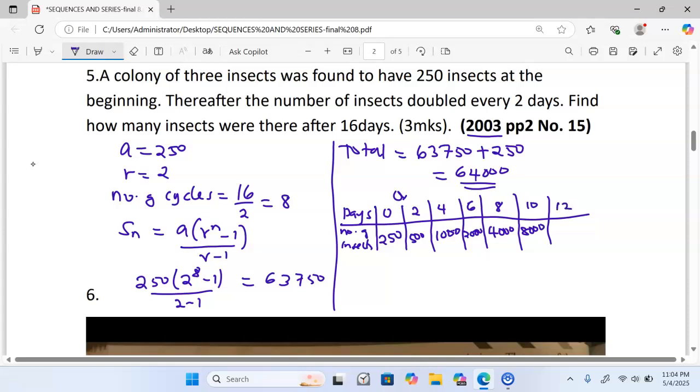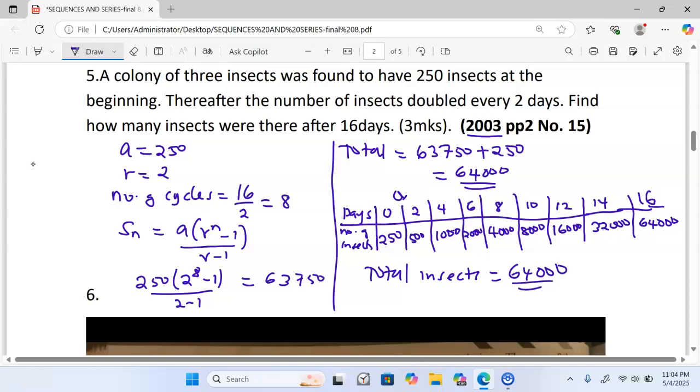And again, for the next 2 days, we shall be having double of 8000, which is 16,000. And for the next, now the 14th day, we shall be having double of 16,000, which is 32,000. And for the 16th day, we shall be having double of 32,000, which is 64,000. And this is the total number of insects. Therefore, we can say total insects will be equal to 64,000. And that becomes the answer to that particular question.